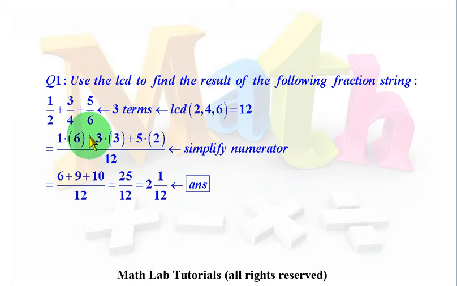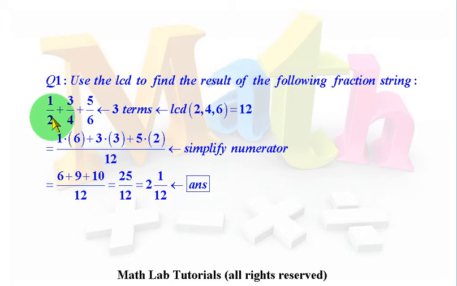Actually, this will be the first problem, Q1. Use the LCD to find the result of the following fraction string. You remember we started the BEDMAS series with integer strings, and now we can talk about fraction strings. We actually even had cases where we had cluster strings. Okay, so now we're going to be talking about fraction strings. And a string just means that it's one term after another, after another, side by side. So over here we have 1/2 plus 3/4 plus 5/6.